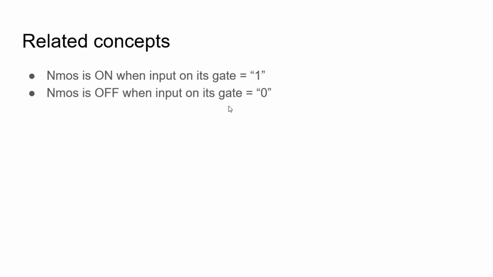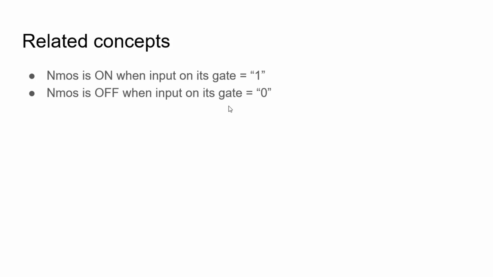Briefly, the concept you will need to know is that an NMOS transistor is on when the input on its gate terminal is equal to digital 1. The NMOS transistor is off when the input on its gate terminal is equal to digital 0.